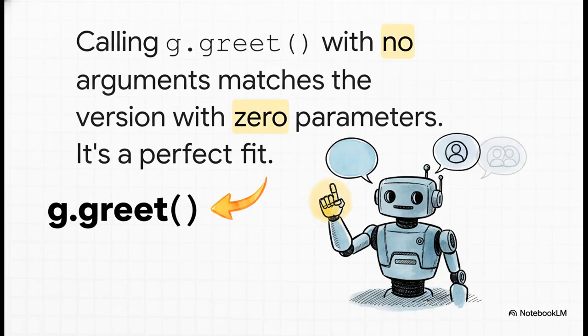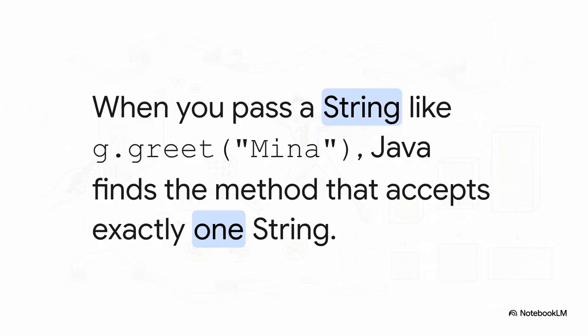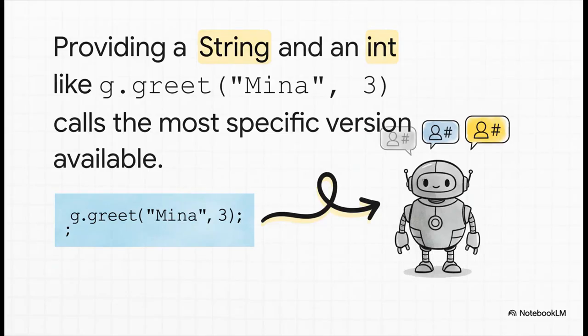So what happens when we call g.greet with empty parentheses? Well, Java knows exactly what to do. It looks at all the greet methods, finds the one that takes 0 parameters, and says, yep, that's the perfect match. It's really that easy. All right, now let's give it a little more to work with. This time, we call g.greet("Mina"). We're passing in a piece of text, a string. So Java scans the list of greet methods again, and boom, it finds the one that's built to accept a single string. Perfect fit. And for the final piece of the puzzle, let's pass in both a string and an integer. And you guessed it, Java is smart enough to route this call to the most specific version available.